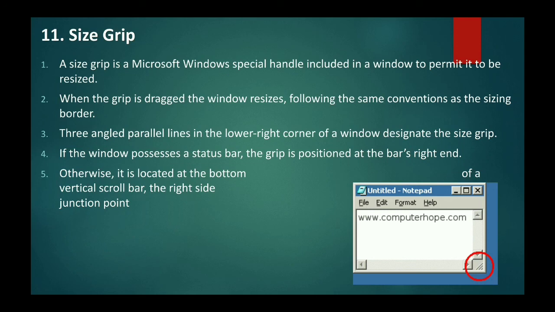A size grip is a Microsoft Windows special handle included in a window to permit it to be resized. When the grip is dragged, the window resizes following the same convention as the sizing borders. If the window possesses a status bar, the grip is positioned at the bar's right-hand end. You will find there is a status bar over here. Otherwise, it is located at the junction point of the bottom vertical scroll bar and the right side. This is all about the position of the size grip, but the main point is why the size grip is used.